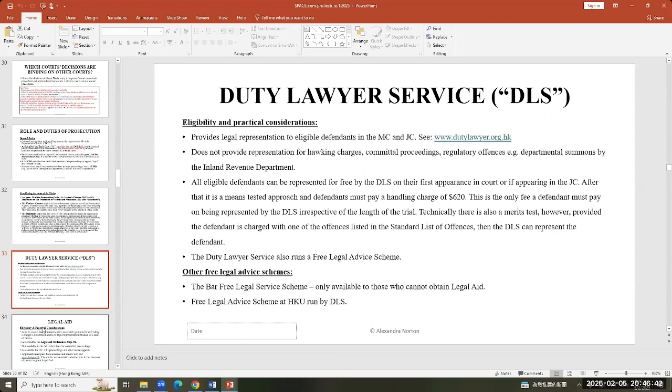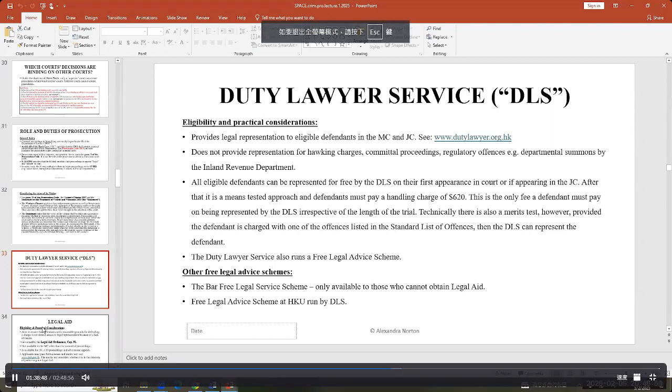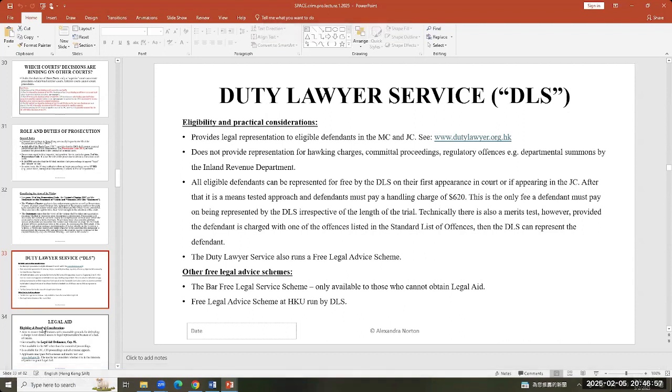And all defendants who are eligible can be represented by the duty lawyer service on their first appearance in the magistrate's court for free. After that, if they wish to continue using the duty lawyer services, then it's a means-tested approach, and they just have to pay $620, and the duty lawyer service will handle their entire trial for them. What we mean by eligible defendants is that there are certain proceedings that the duty lawyer service does not cover. For example, you can't be represented by the duty lawyer service for committal proceedings.